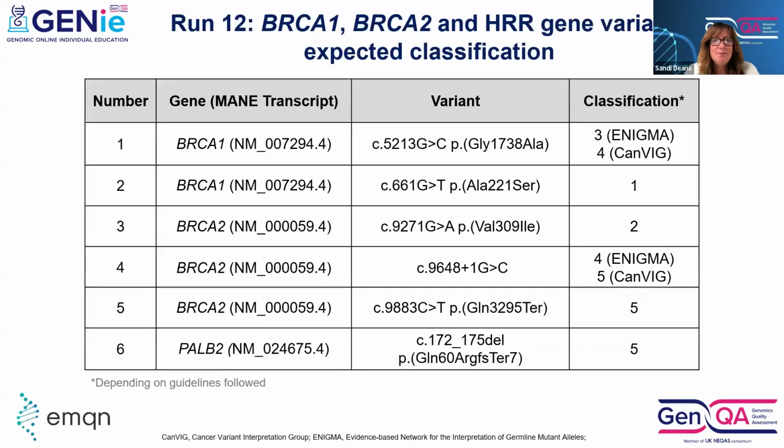Next slide, please. So as Simon mentioned, we offered 6 different variants to be classified by participants. As always, we try and get the spread across BRCA1, BRCA2, and other HRR genes. And here we used PALB2 as our 6th variant for assessment. Again, we also try and get a spread of different range of classifications. I think it's very important that people have the assurance that they can classify benign and likely benign variants just as well as they can classify pathogenic and likely pathogenic.